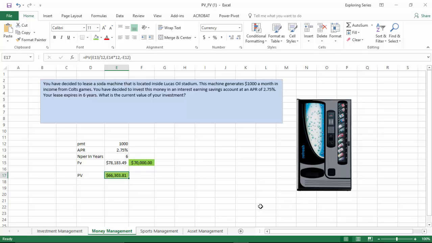Okay, pretty interesting, right? So if today, and keep in mind, you have not earned any money on this investment, if today you are offered $70,000 for your investment, you're going to look at that and go, that's a great deal. I'm making more than my money. I would only make $78,183.49 over 6 years. Instead, I'm going to get $70,000 now. That $78,183 in today's dollars is worth $66,303.81. So not only are you making your original profit, you're making more than you would if you kept it over 6 years, not even including the opportunity cost. So in this particular case, good deal, you take that deal.